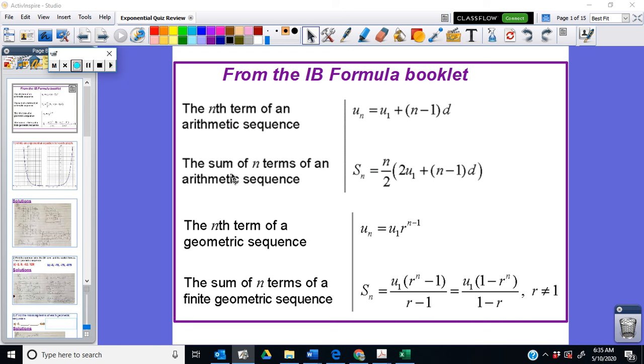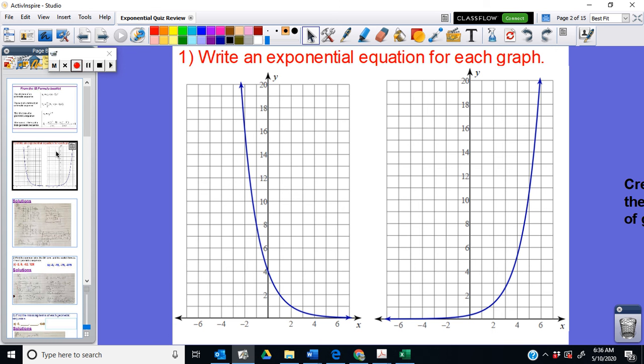First of all, here are the formulas that you'll be given or that would be useful when taking the quiz. The first two questions on the quiz review are graphs of exponential equations, and you can see on the left this pattern is going down, and so this would be a decay, but then on the other side, when we move it from left to right, we're increasing, so this would be growth.